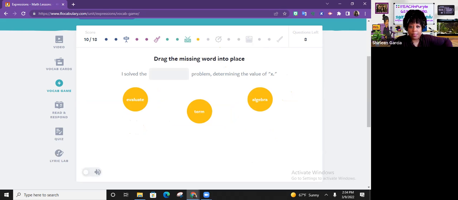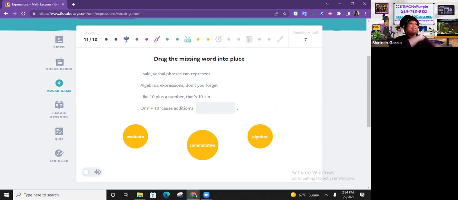Too much of something. All right, I solved the blank problem determining the value of x. Did I evaluate, term, or algebra? I solved the evaluate problem, I solved the term problem, or I solved the algebra problem. Algebra, yes. Y'all giving me backup of why your answer is right. This is awesome.